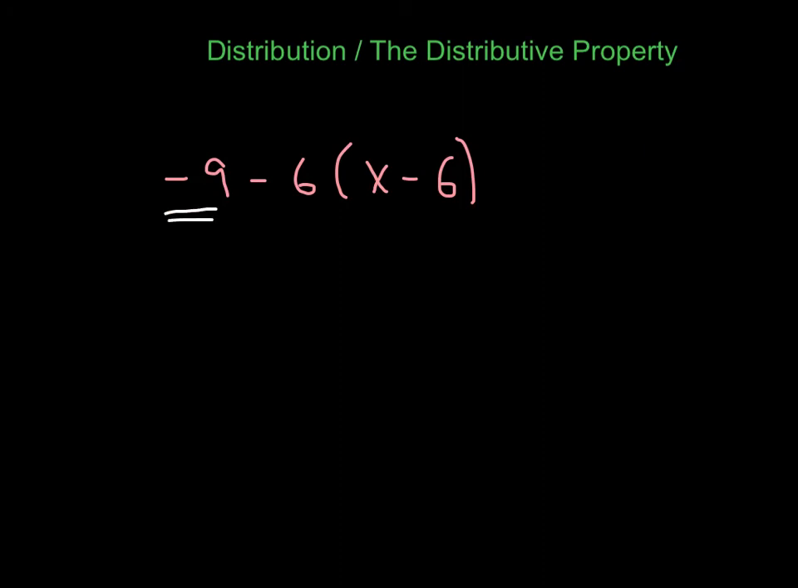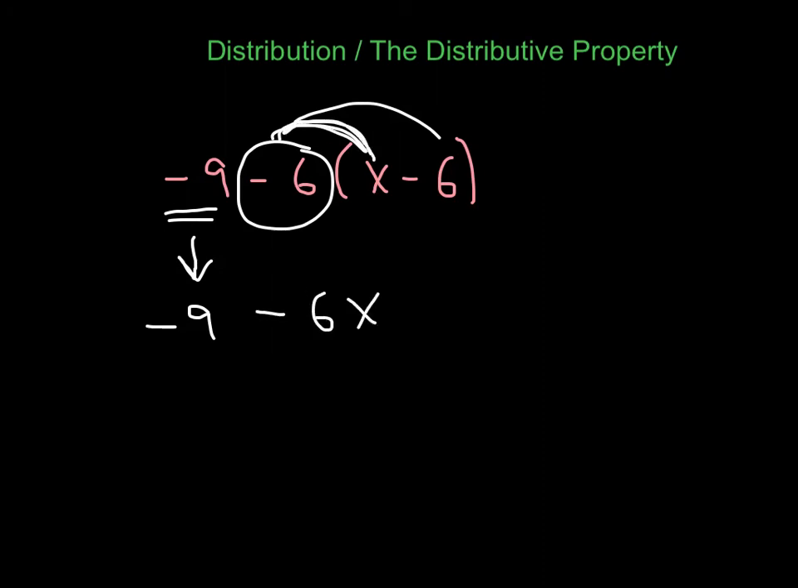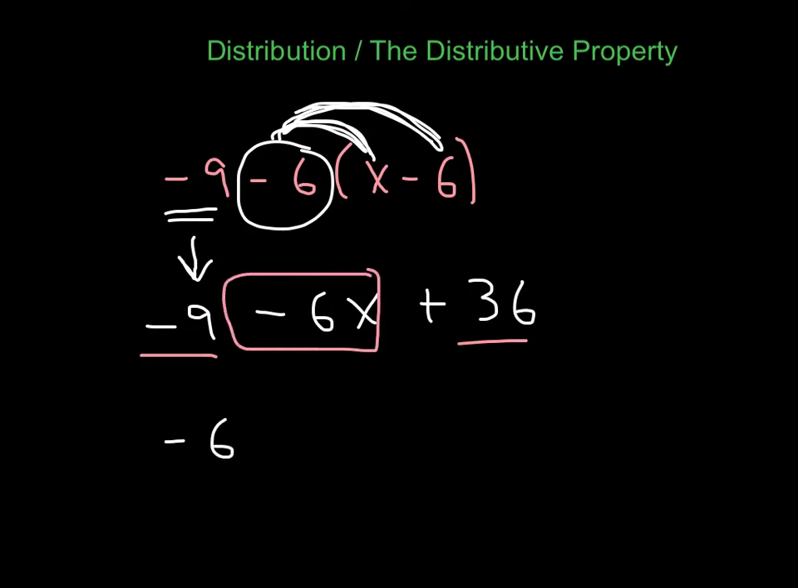Again, this negative 9 is just out here in the front. It's not going to get distributed, so it just comes along for the ride. Now, I have a negative 6, and I'm going to distribute that to both of these terms. Negative 6 times a positive x is a negative 6x, and a negative 6 times a negative 6 is going to be positive 36. Then I have a negative 9 and a positive 36. They are like terms. My negative 6x just comes down for the ride. It's just going to drop down. And 36 minus 9 is a positive 27. And that's my final answer.